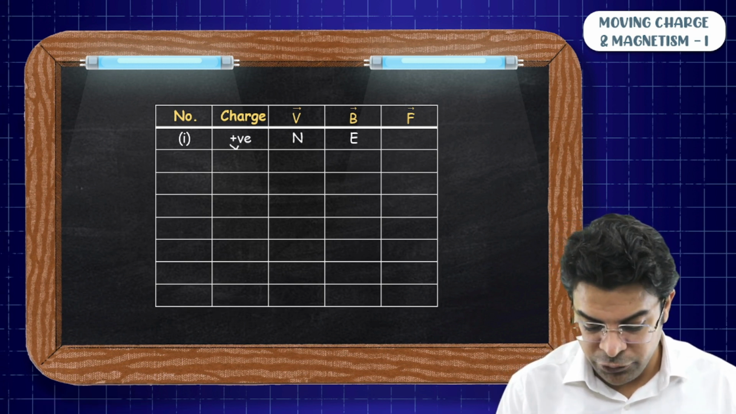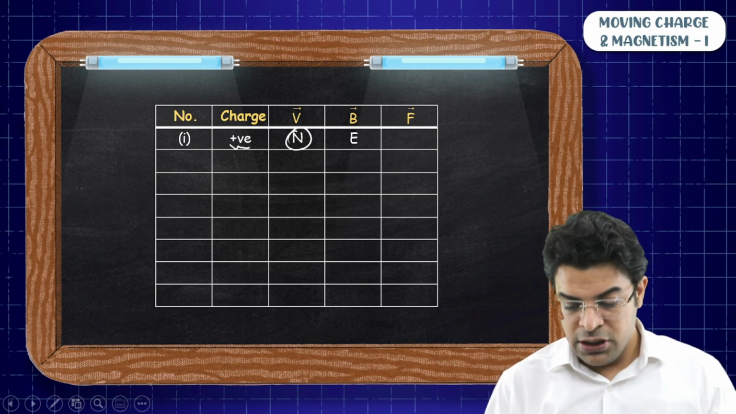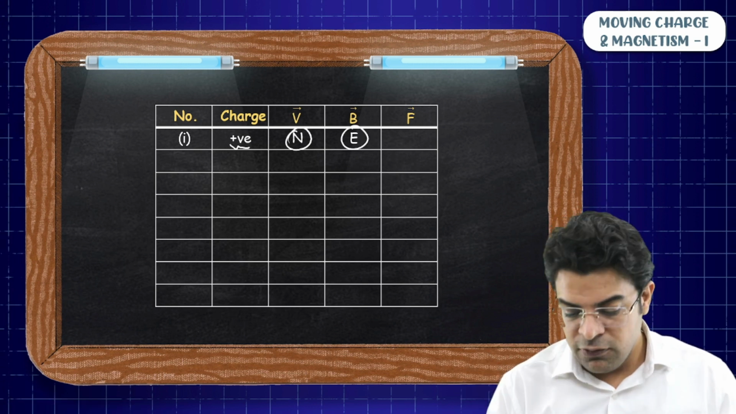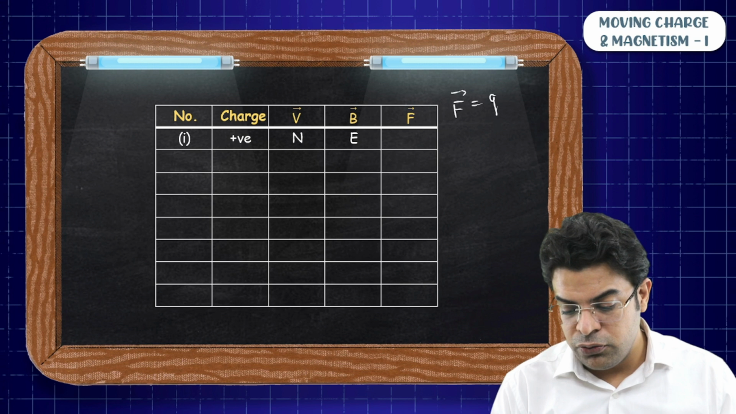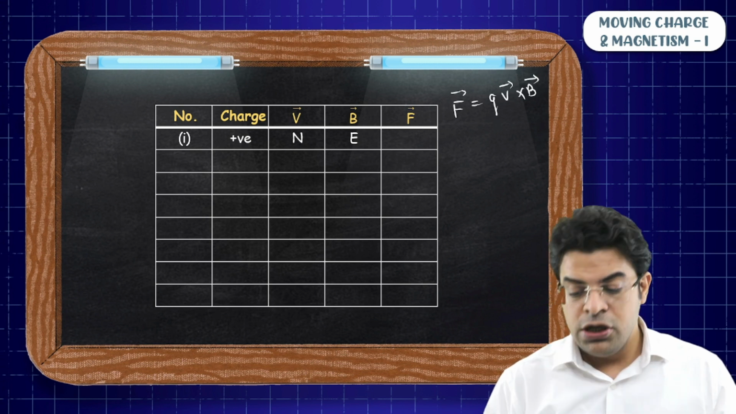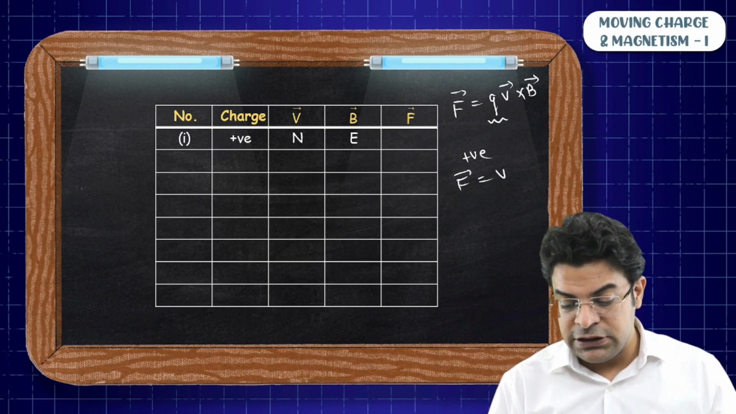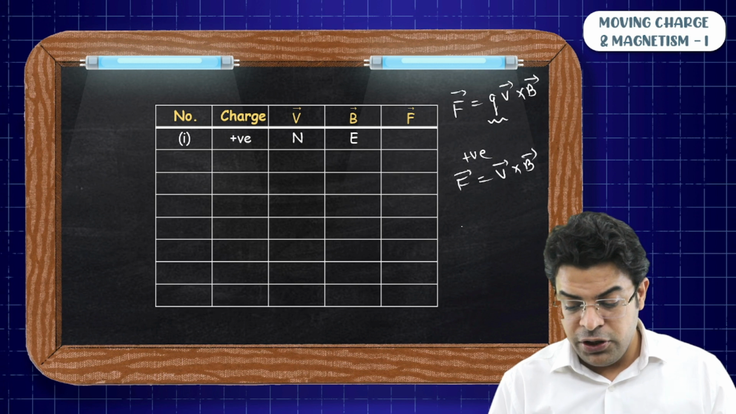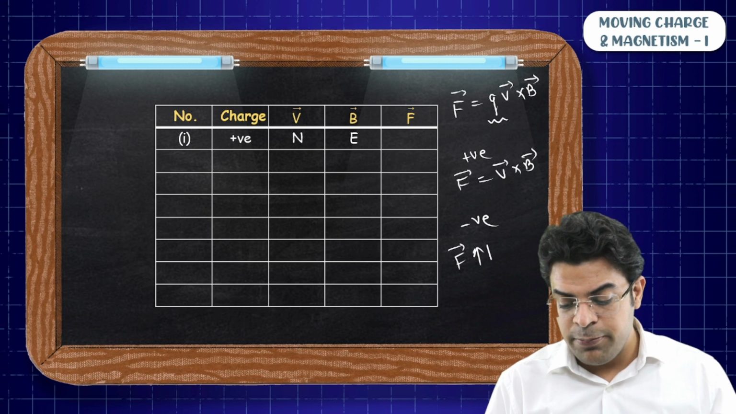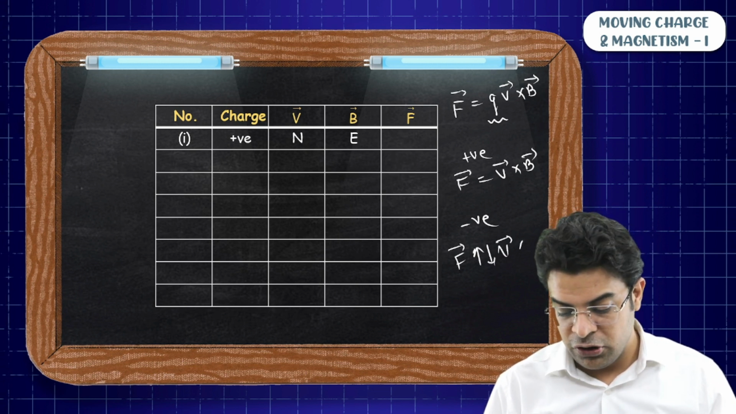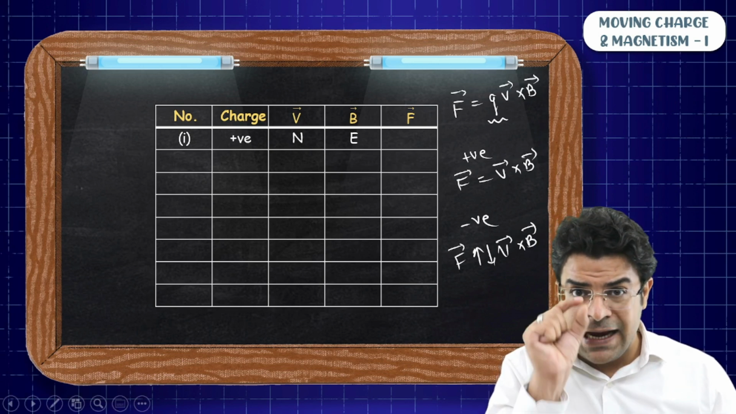So case 1, you have got a positive charge. This positive charge has got velocity towards north. It has got magnetic field towards east. What will be the direction of force? So do remember that force equals Q into V cross B. So if Q is positive, the direction of force is the same as that of V cross B. If Q is negative, then the direction of force is anti-parallel, opposite to the direction of V cross B.